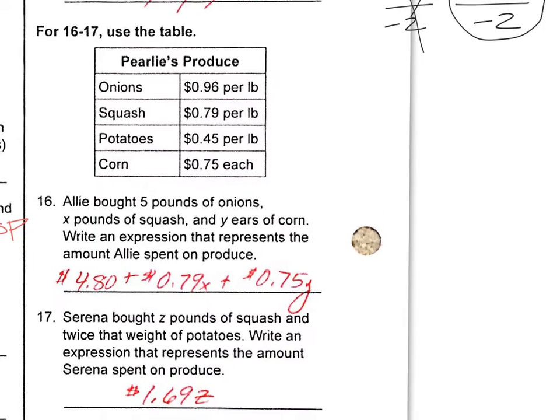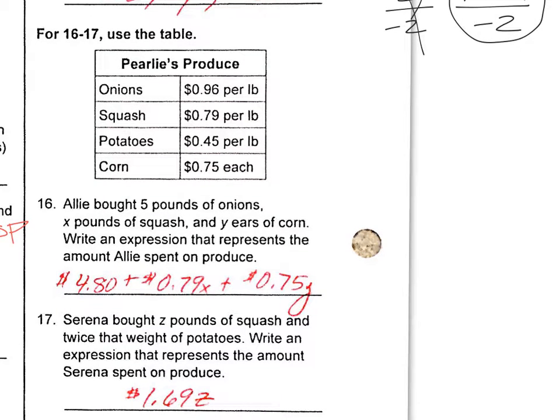16 and 17, use the table here. It says Allie bought 5 pounds of onions. Okay, 5 pounds of onions. Now, what do onions cost? Onions cost 96 cents per pound. So what I have to do is I've got to multiply 5 times 96. When I do that, that gives me 480.